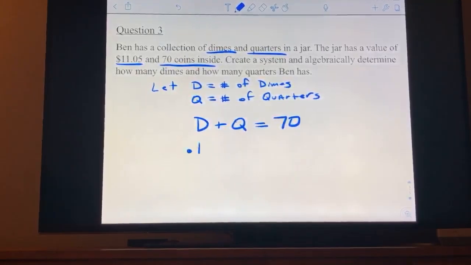For this money equation, we want to actually incorporate how much each dime is worth. That's 10 cents, or 0.1D. Each quarter is 25 cents, or 0.25Q, and that's set equal to our money amount of $11.05.